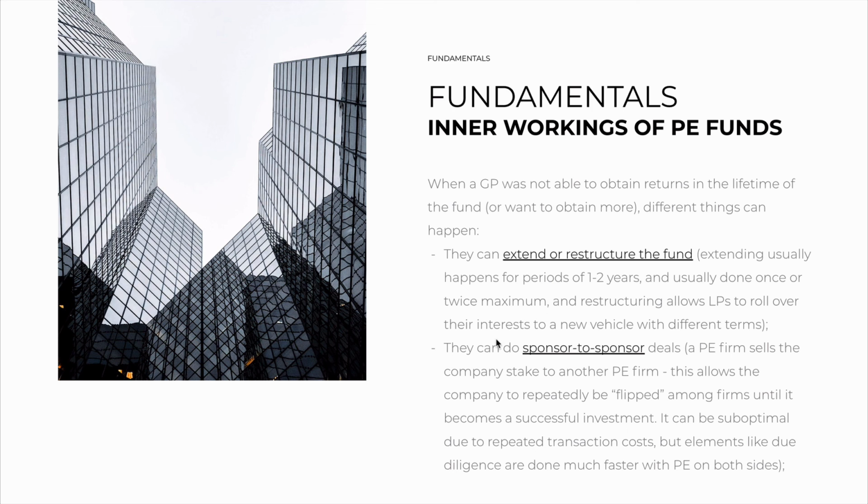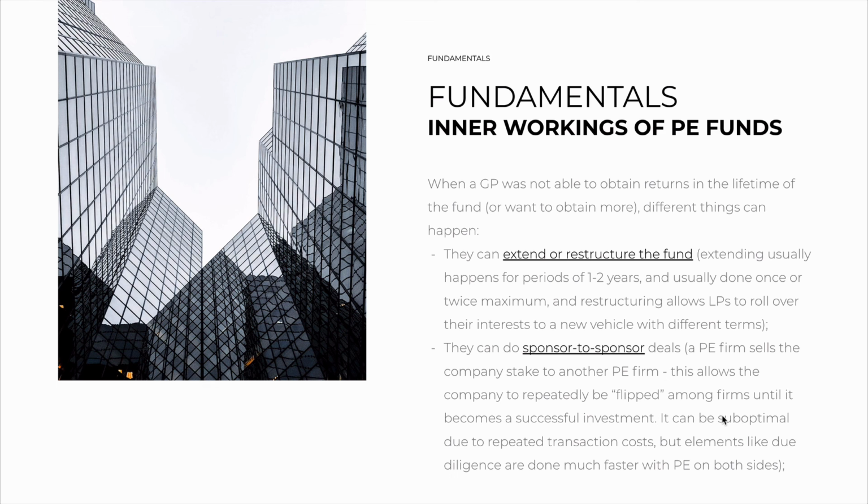The private equity firm can also do another thing, which is a sponsor-to-sponsor deal, and this can be legitimate or kind of shady. In short, what happens is that the private equity firm sells the company's stake to another private equity firm, which allows them to keep doing the job. So the company is repeatedly flipped among firms until it becomes a successful investment. And in some cases, this does work. The first firm gets some results, flips it to another private equity firm that takes it to the next level, and it keeps on going like that. But in some cases, there are no returns or optimization, and the company just keeps being flipped in hopes that it will one day yield returns.